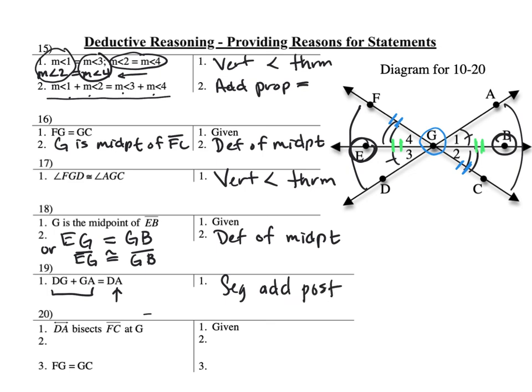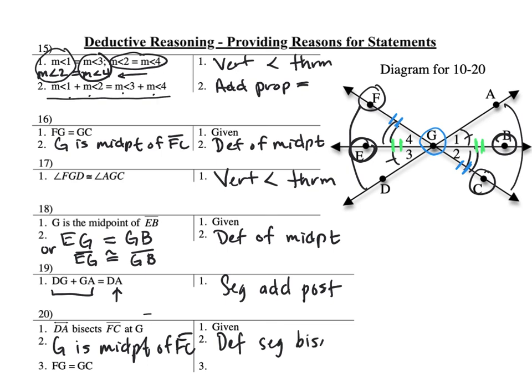And the last one, number 20. So we have a bisector. DA is a bisector. It bisects FC, bisects the segment at G. Well, the definition of segment bisector says a line is a bisector if it passes through the midpoint. Notice the conclusion. It passes through the midpoint. So we can conclude that G is the midpoint of FC. And that's the definition of segment bisector.